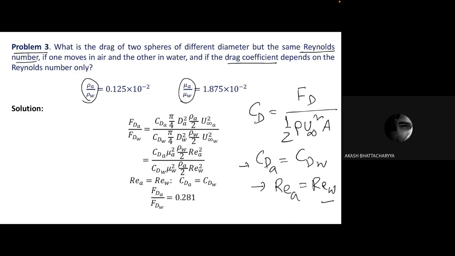If you write the ratio of the drag force in air to the drag force in water, the drag force in air will be the drag coefficient in air times the area times half rho U infinity squared. This U infinity is the velocity of the fluid without the particle. If you take the ratio of these two, using U infinity we can write it in terms of the Reynolds number, and finally the Reynolds numbers are equal and the drag coefficients are equal. So F_D air by F_D water will come in terms of the ratio mu a by mu w squared and rho w by rho a. If you put the values here, you will find that this ratio is 0.281. Is it clear?